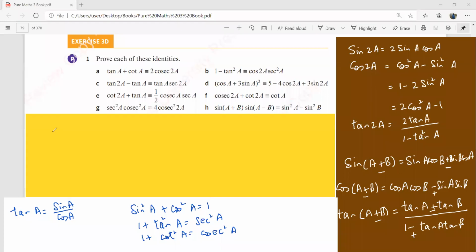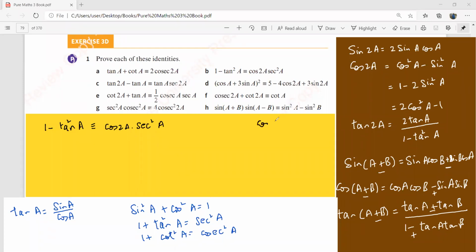Okay, in 1b you have 1 minus tan square a, and you have to prove that it is the same as cos 2a times secant square a. Sometimes it is really handy to see what the right hand side is showing. So I'm just going to simplify the right hand side a bit.